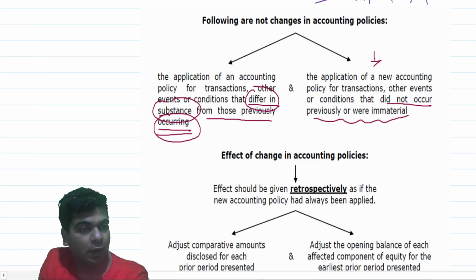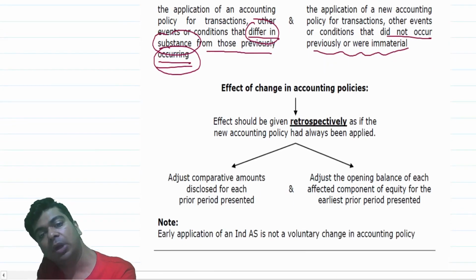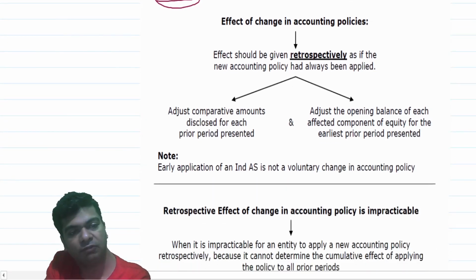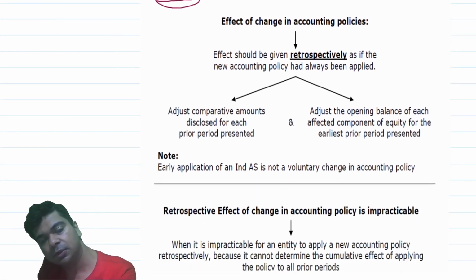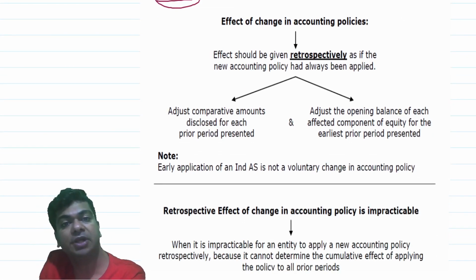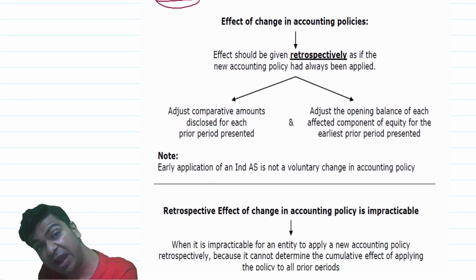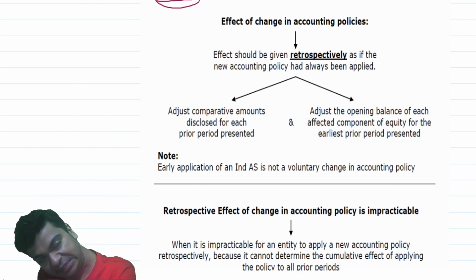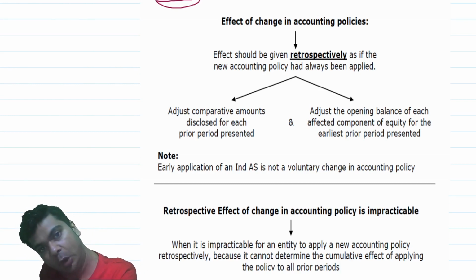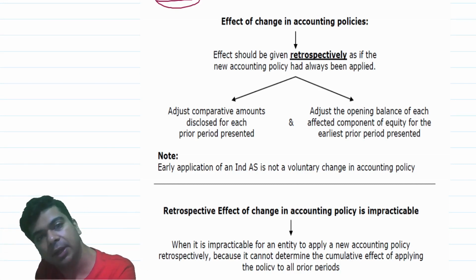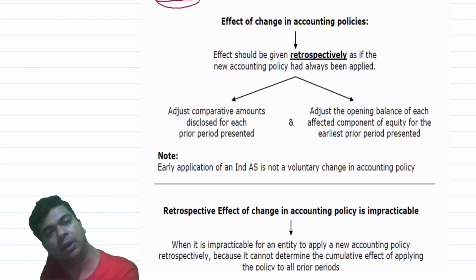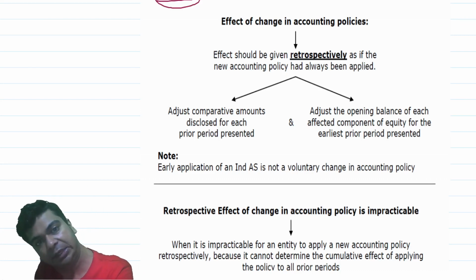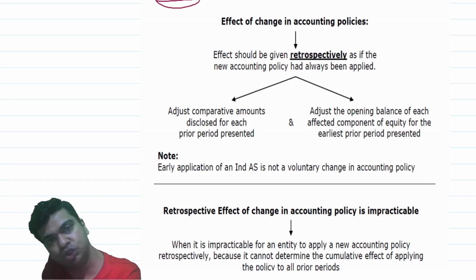Okay. If I am changing an accounting policy, then how shall I give the effect of the change in accounting policies? Whenever you change an accounting policy, the effect of change in accounting policy has to be given retrospectively. By retrospective, we mean as if the new accounting policy was followed right from the very beginning. As if right from the very beginning, the new accounting policy which you are adopting now was followed by you. That is what we mean by a retrospective change.